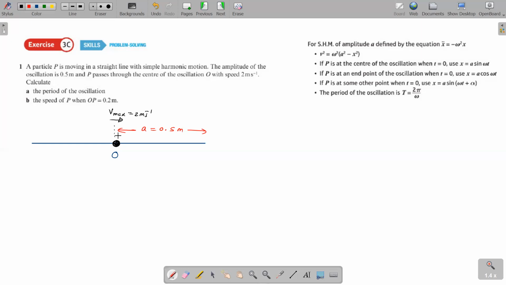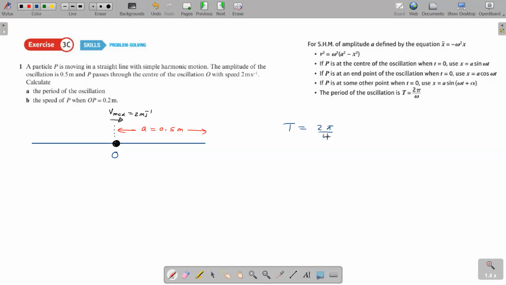The question is to calculate the period of the oscillation. How do we calculate the period of the oscillation? The period of the oscillation is given by T equals 2 pi over omega. These are equations that you need to memorize, that you need to know. So T equals 2 pi over omega.